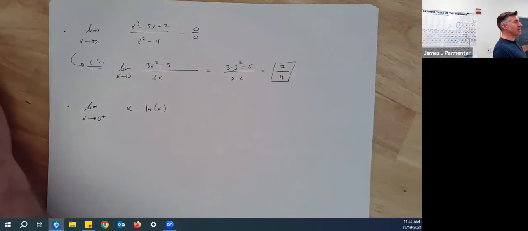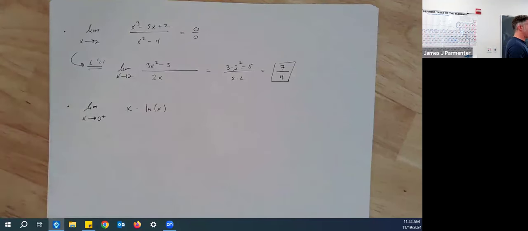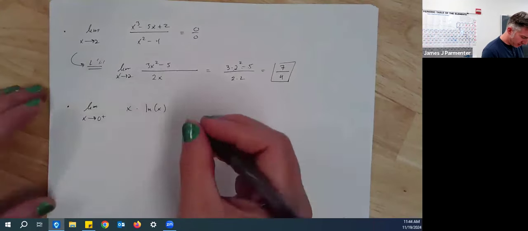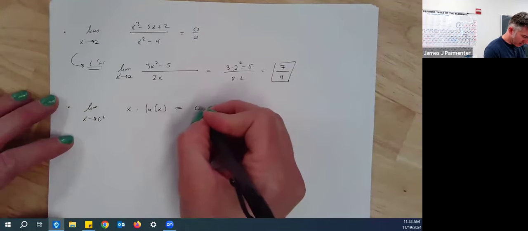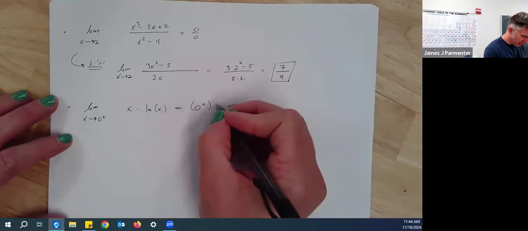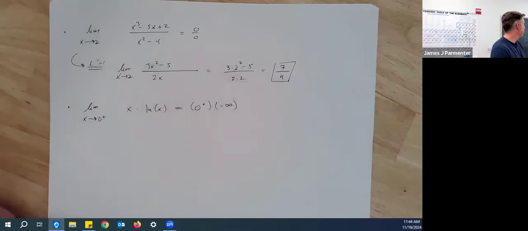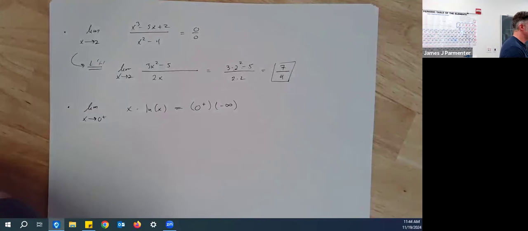I would encourage all of you to get super comfortable with the fact that as x approaches 0 from the right, the natural log of x goes towards negative infinity, right? We've got that vertical asymptote. So we have a very, very small number times a very, very large negative number. And I want to emphasize strongly here that that is not 0. That is a small positive number that's close to 0.